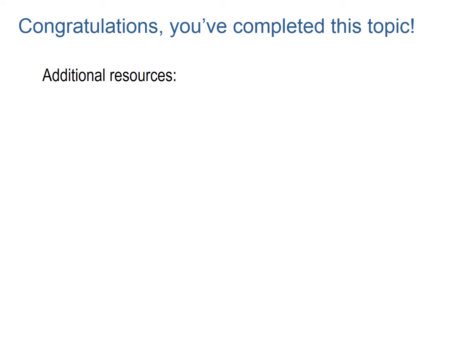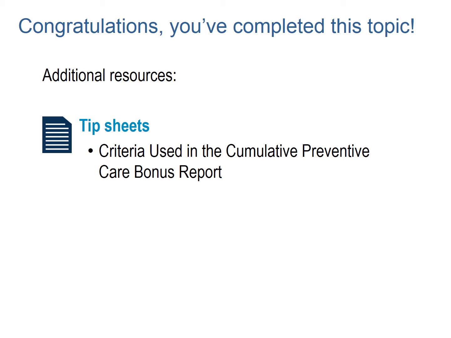That brings us to the end of training module number 4. Additional resources are available for this module. Our tip sheet provides details on the specific criteria used by the Preventive Care Report to categorize patients. More information on the report, as well as step-by-step instructions for running the report, can be found in your Accuro EMR user manual. Before you move on, please take a moment to complete the short quiz that will test what you've learned in this module.